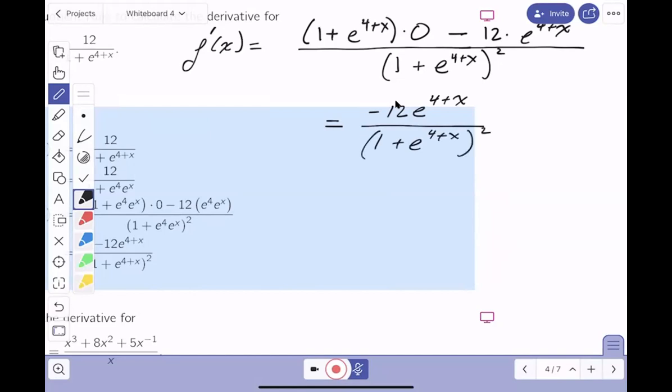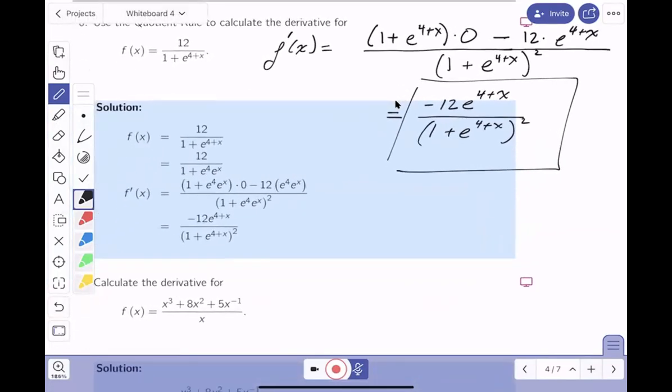I got to be honest with you, multiplying this out probably has no benefit whatsoever. So I can put a box on it, and I'm hoping I'll see that in the answer key. If not, I'll have to manipulate this a little more. Let's take a look. I'm seeing the final answer, minus 12 e to the 4 plus x over 1 plus e to the 4 plus x quantity squared.